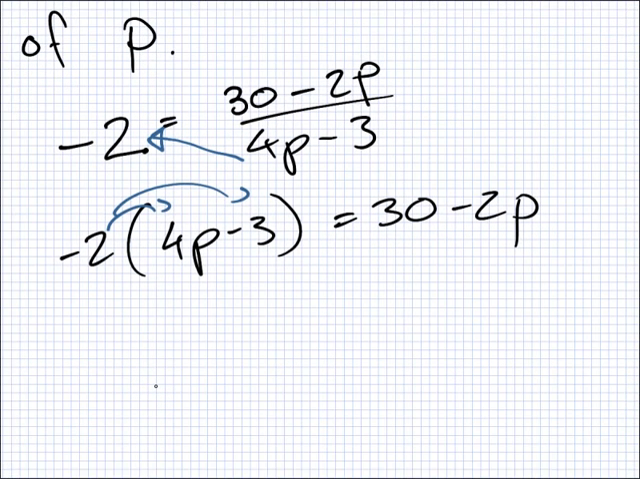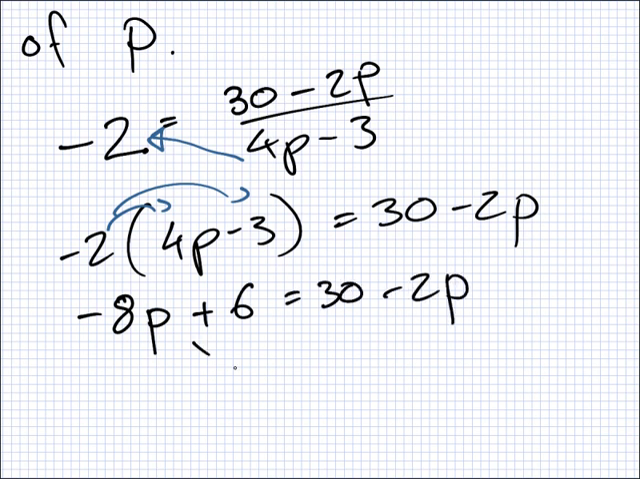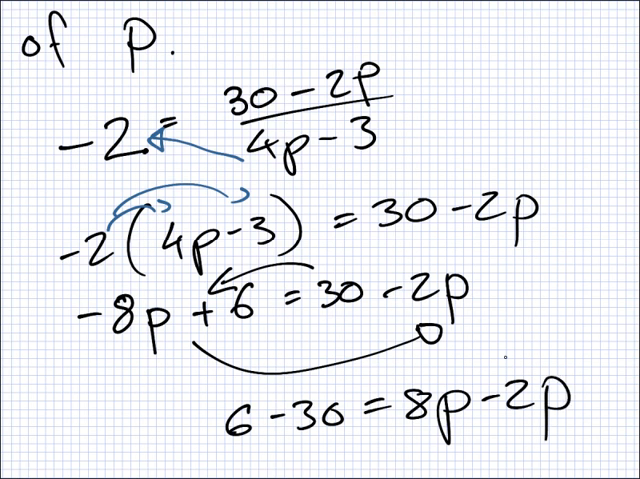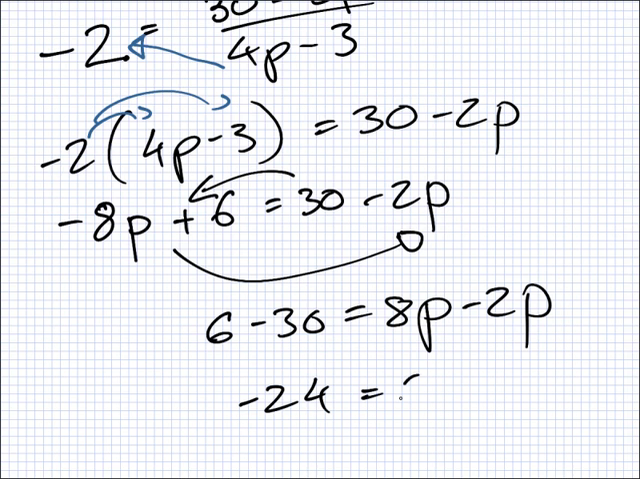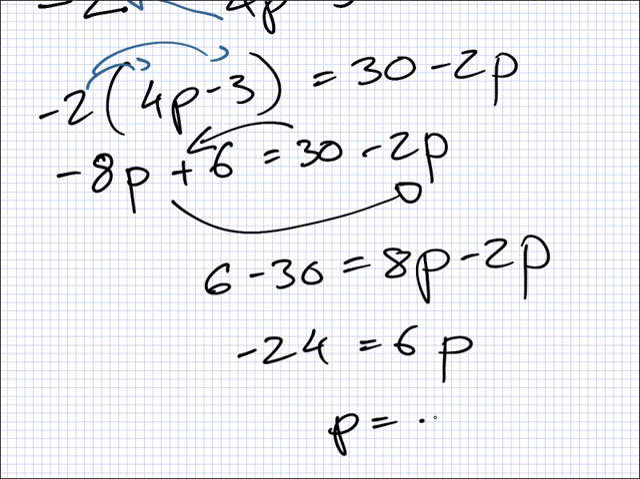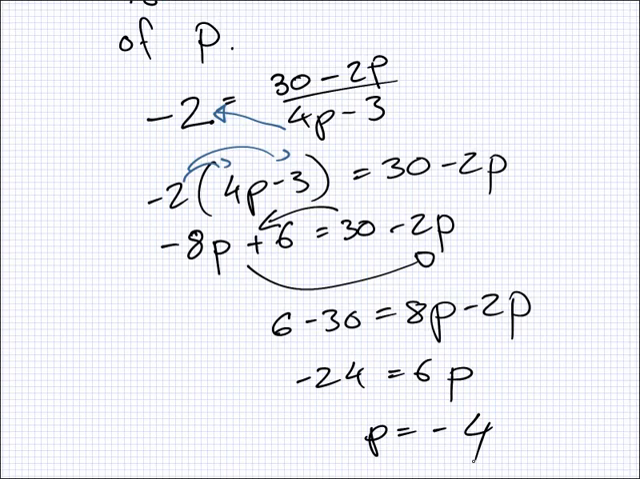Right, so if we expand we get minus 8p plus 6 equals 30 minus 2p. I'll have to bring this over here, won't I? And bring this over here. So that's 6 minus 30 equals 8p minus 2p. Minus 24 equals 6p. So when we divide, we get what we were all saying. p equals -4 then. Is that one okay? That's also 4 marks as well.